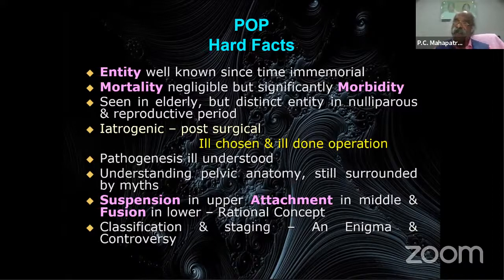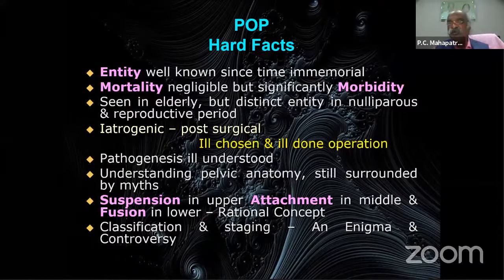Ill-done operation, again, an example: you have not fixed it. You have not given proper attention to the suspension of the vaginal vault. And that is the most unfortunate thing in post-surgical and iatrogenic prolapse.